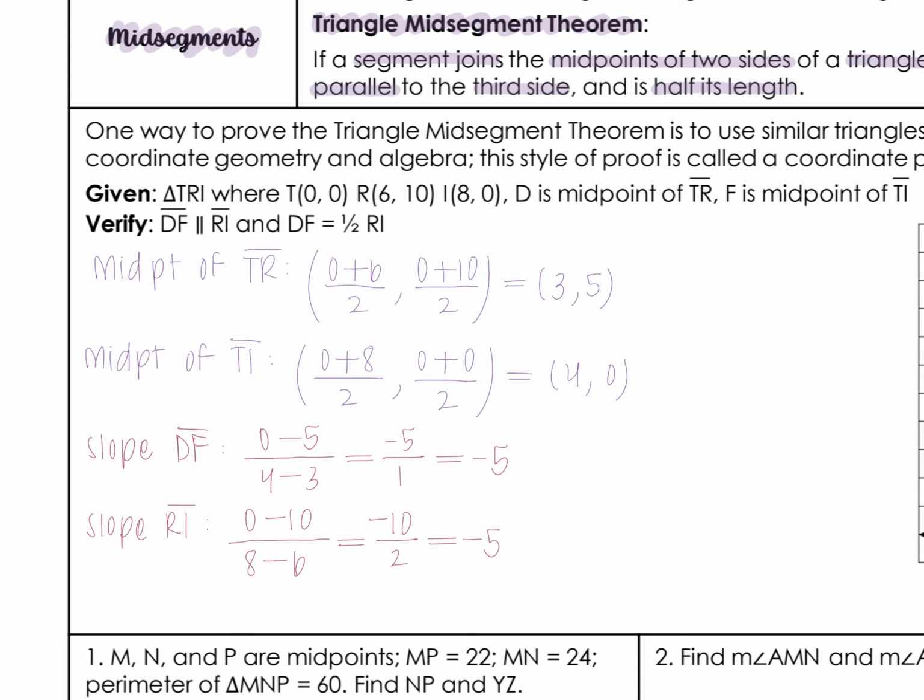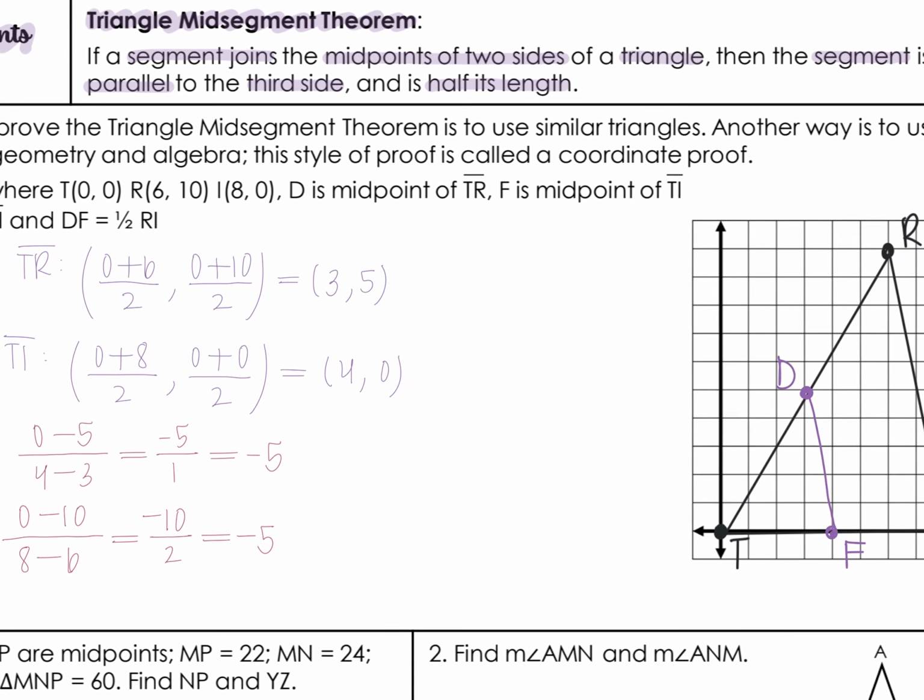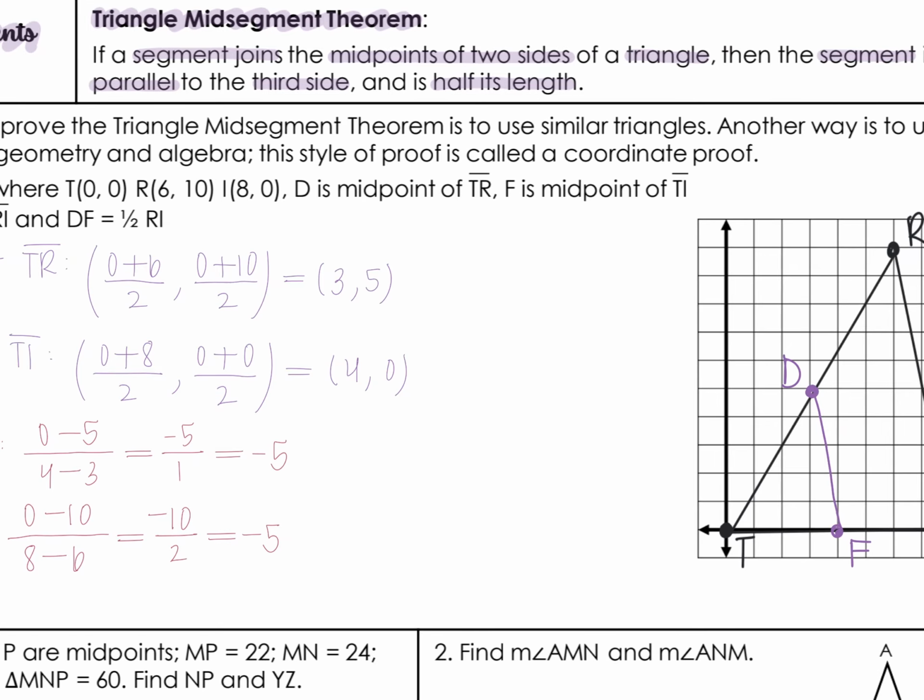And now let's determine if DF is going to be half the length of RI. To do that, we are going to use our distance formula. Okay, I'm going to start off by finding the distance of DF.